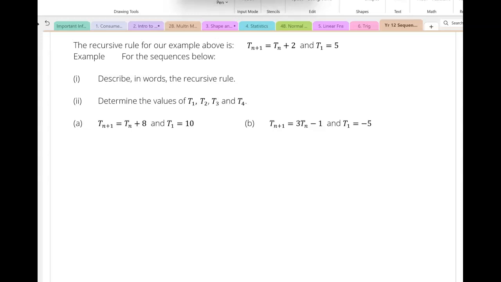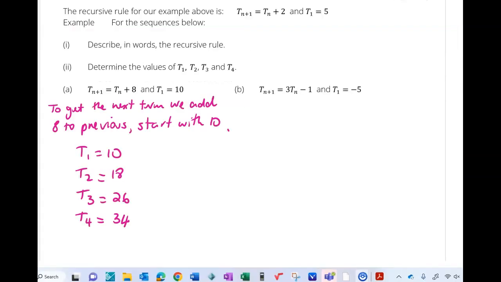So you've got, that first statement is from the previous question. You've got an example here where you've got two different sequences. I want you to tell me what that sequence is in words, and I want you to generate the first four values of that sequence using the rules. When defining a sequence, talk about how we're going to get the next term. So to get the next term, we add 8 to the previous term, starting with 10. Don't forget to add your start point.